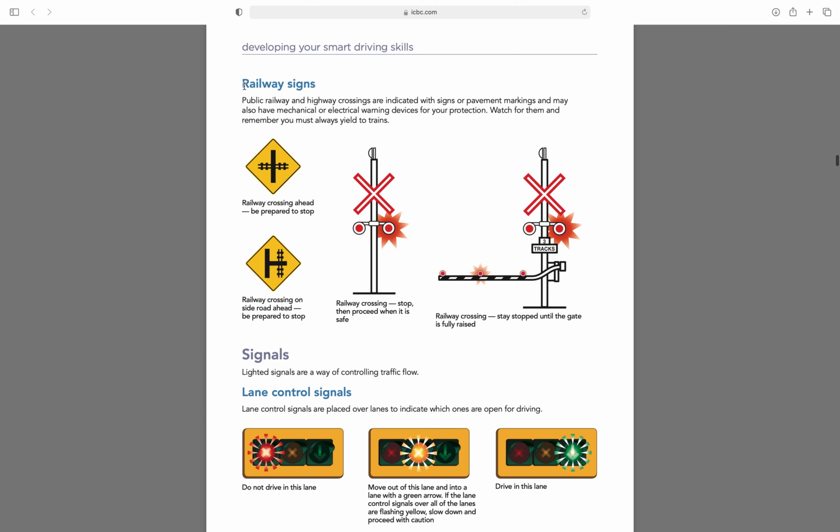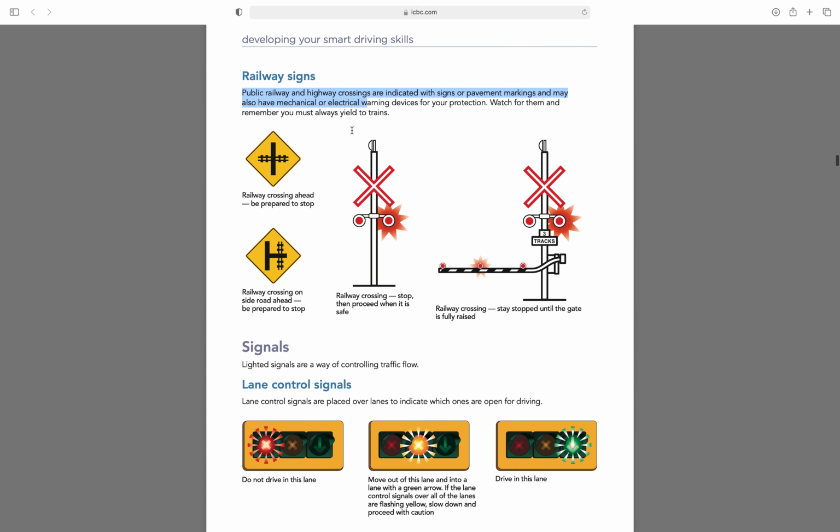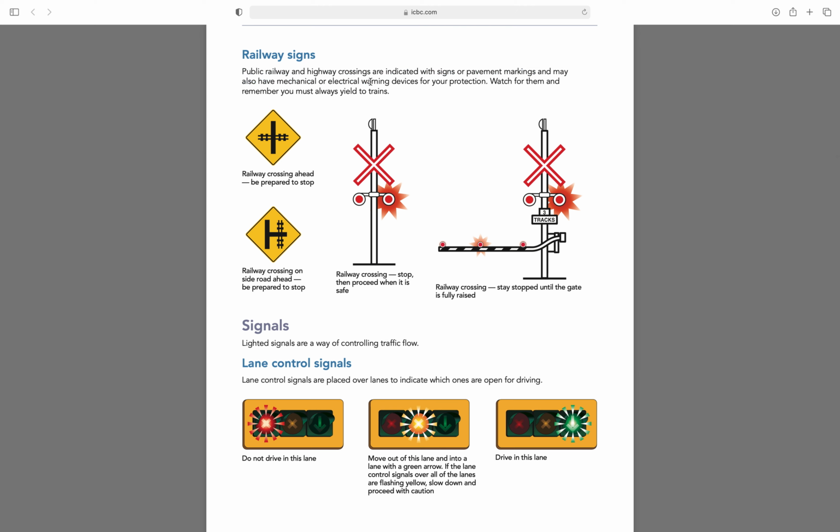Railway signs. Public and highway crossings are indicated with signs or pavement markings that may also have mechanical or electrical warning devices for your protection. Watch for them and remember you must always yield to trains. So trains have a 2-kilometer stopping distance usually. So as a car, you are the person that has to take control of the situation. If you see these flashing lights or the barriers, you have to stop far enough away from the train to stay out of danger.